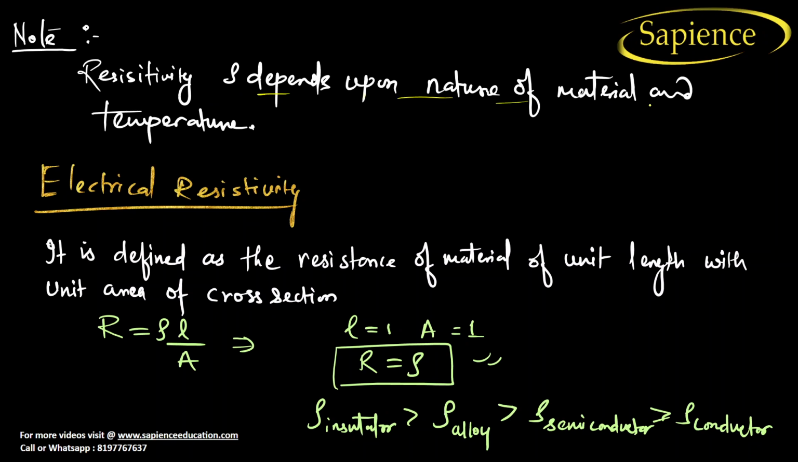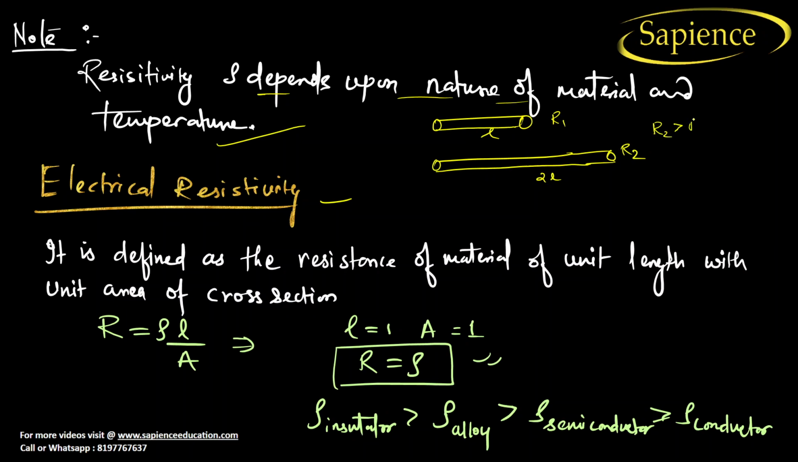Resistivity rho depends upon the nature of the material and the temperature. What is electrical resistivity? First of all, we have already discussed that R depends upon the dimension. Let us consider one resistance of length L, and another resistance of the same dimension and same cross-sectional area, but with length 2L. If this is R1 and this is R2, then R2 is greater than R1. I hope you have understood now. Why? Because if the length is increasing, the resistance will increase. It means that resistance R is directly proportional to the length of the conductor.